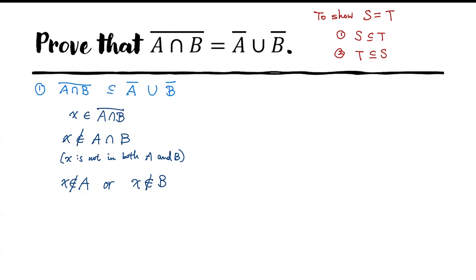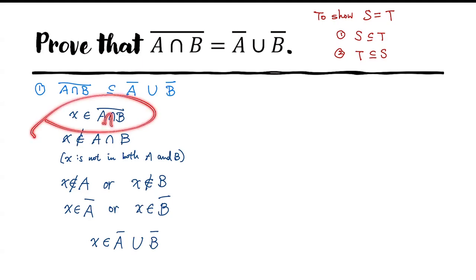And then X is not in A means X is in A's complement, or X is in B's complement. Then the or, we know X is in A's complement or B's complement means the union. So we show that if you take any element from A intersect B's complement, it will belong to A's complement union B's complement. Any questions here?